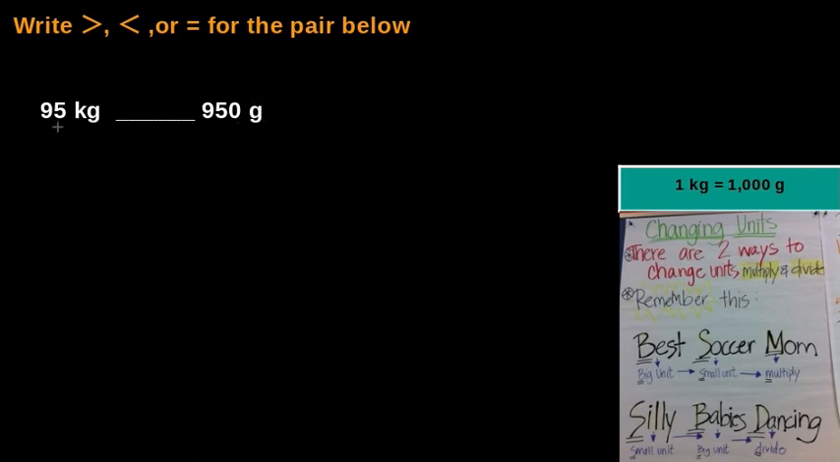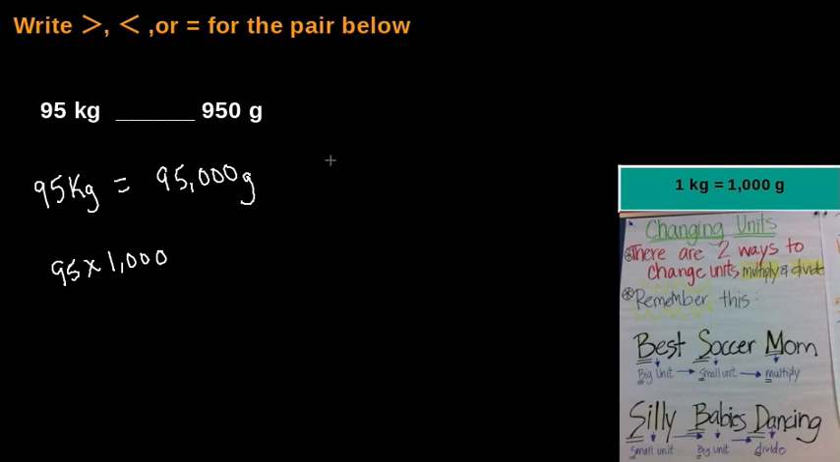Okay, let's change 95 kilograms to grams. So we'll have the two measures in grams. 95 kilograms will give us how many grams? From kilograms to grams, that is from big to small. So we'll multiply 95 by 1,000 to give us the number of grams in a kilogram, and that will give us 95,000 grams. So 95 kilograms is equal to 95,000 grams.